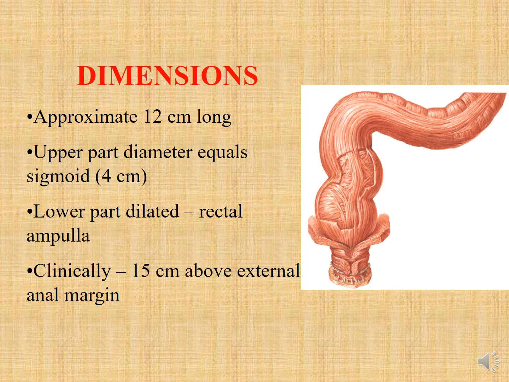Its dimensions are that it is about 12 centimeters long, and the diameter varies. In the upper part, the diameter is similar to that of the sigmoid colon, that is 4 centimeters, but the lower dilated part is known as the rectal ampulla. And clinically, this rectal ampulla lies 15 centimeters above the external anal margin.